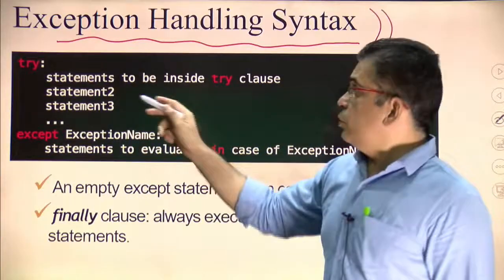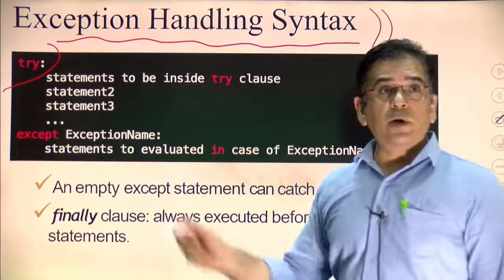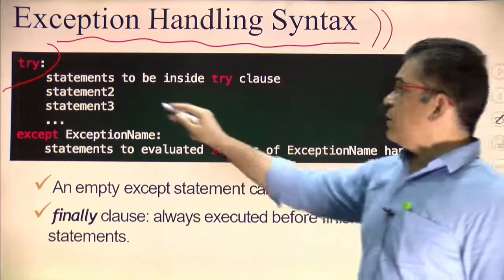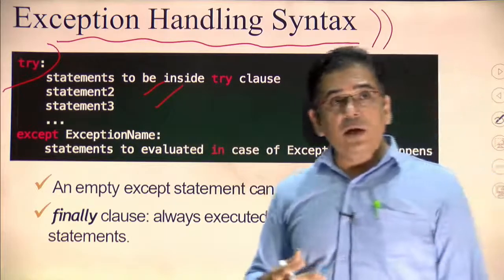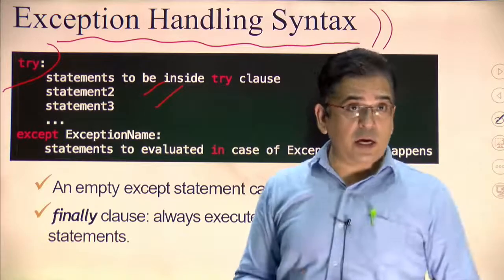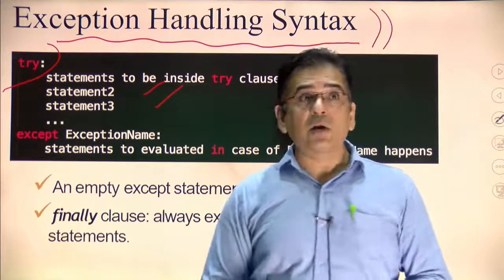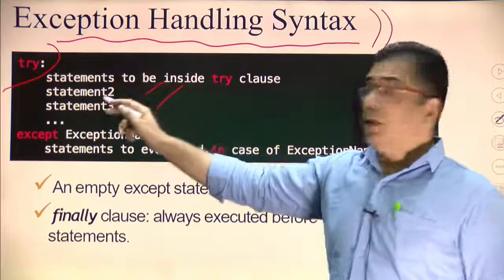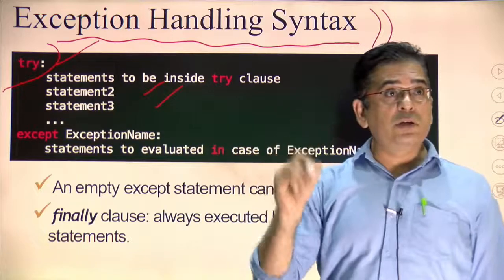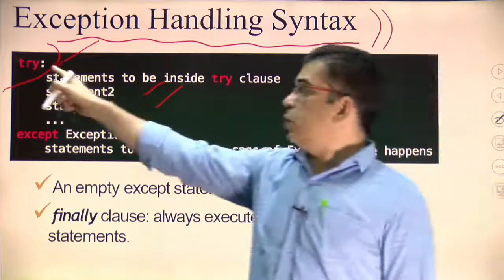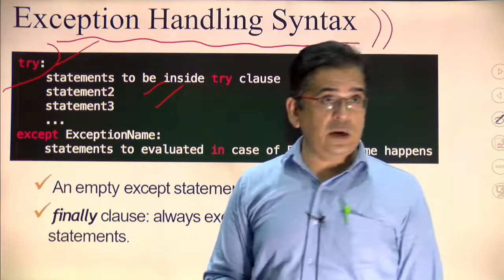Number one, you must include the suspicious code in the try block. Statements inside the try clause are like statement 1, statement 2, statement 3. You find that at runtime maybe an arithmetic error may arise, or maybe a file missing error, or file IO error. Now here you can see a colon after try. You must include this colon, otherwise this exception handling code itself may have a syntax error.